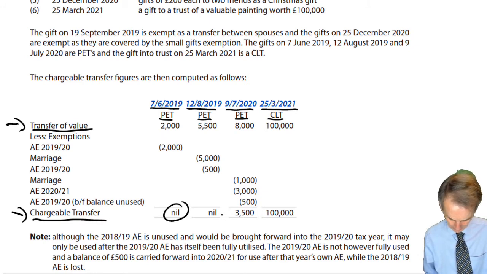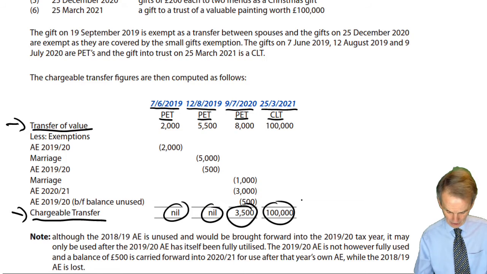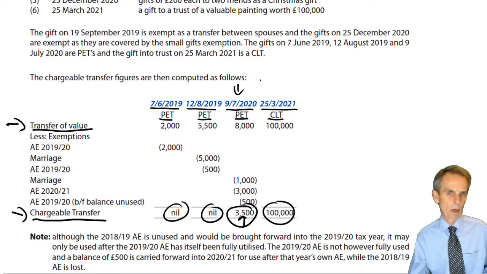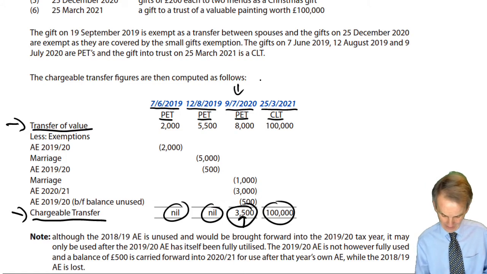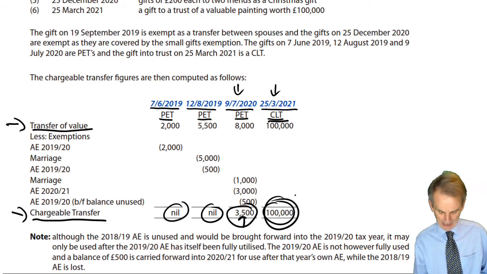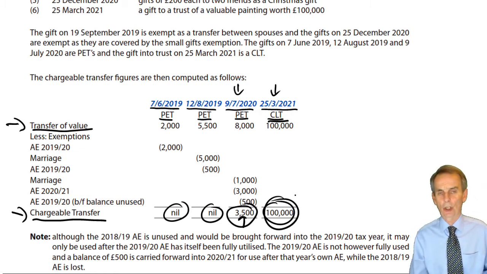It is then, well, that's nil and that's nil, so nothing to worry about there. But these are then the figures that would feed into your respective IHT computation. That is only 3,500, but that is a PET. That would only go to the computation headed lifetime transfers chargeable on death. This one is a CLT, and is a much more interesting number, £100,000, a transfer into trust, of course, here. And that one would go both to a computation headed lifetime transfers chargeable when made, as well as being included in the lifetime transfers chargeable on death.